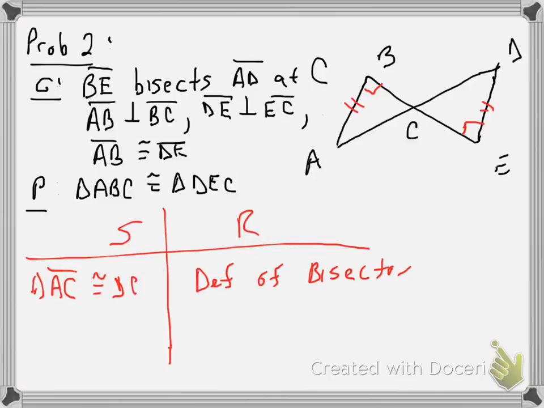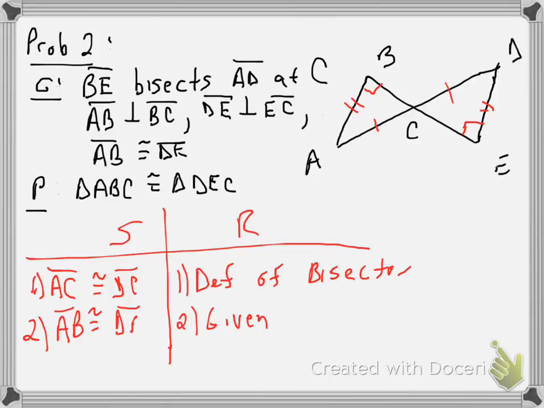Okay, so that gives me my hypotenuse and my leg, but I can't use that yet because now they give me AB is congruent to DE because of the given. So I might as well state that AB is congruent to DE because of given. So we've got the HL right there.